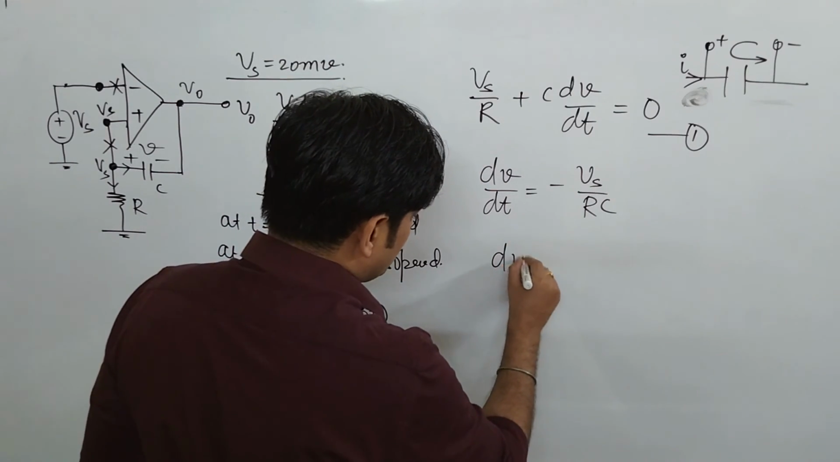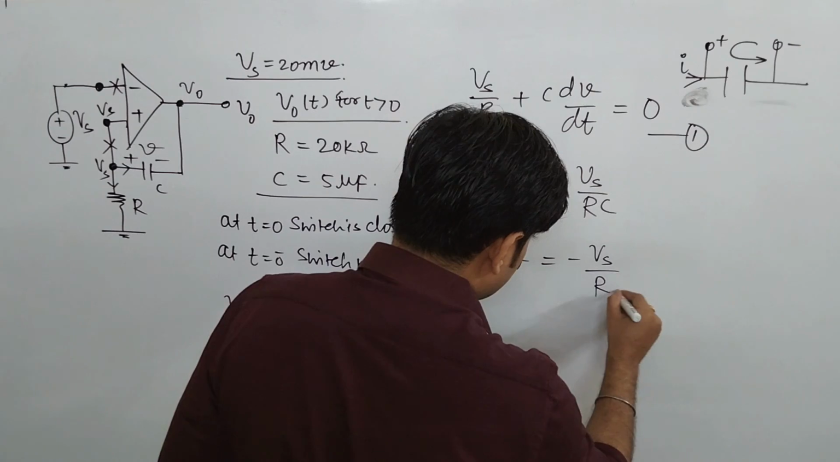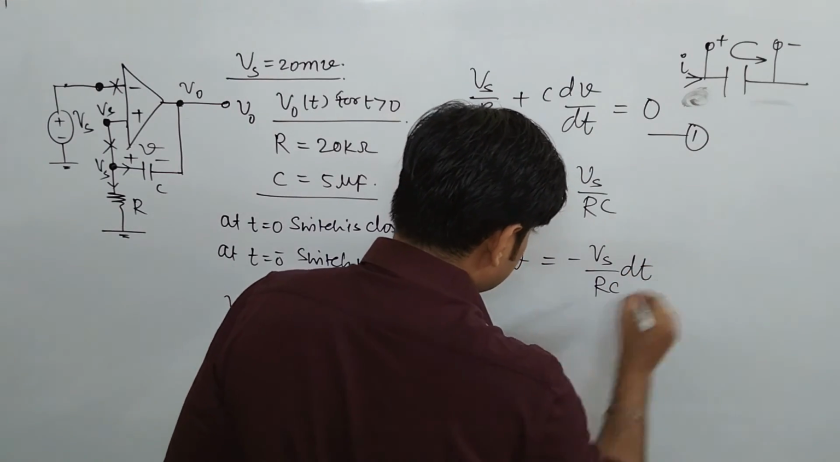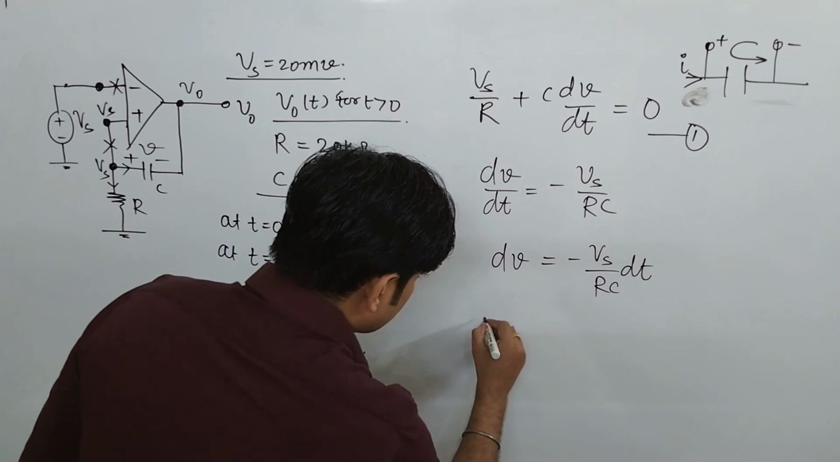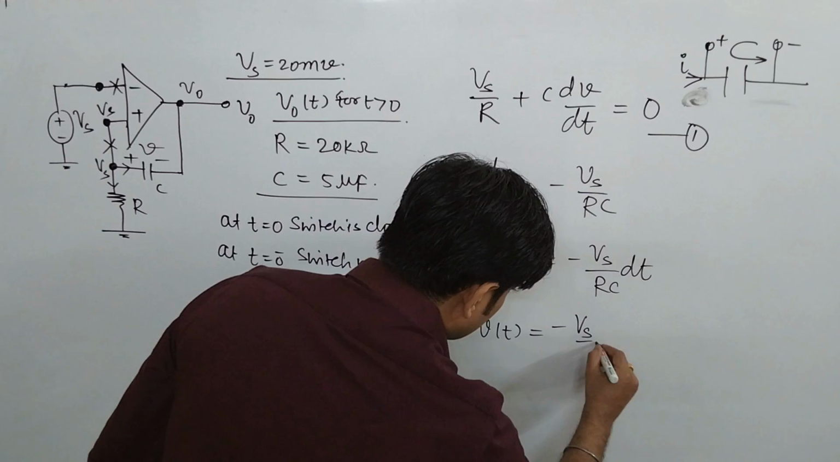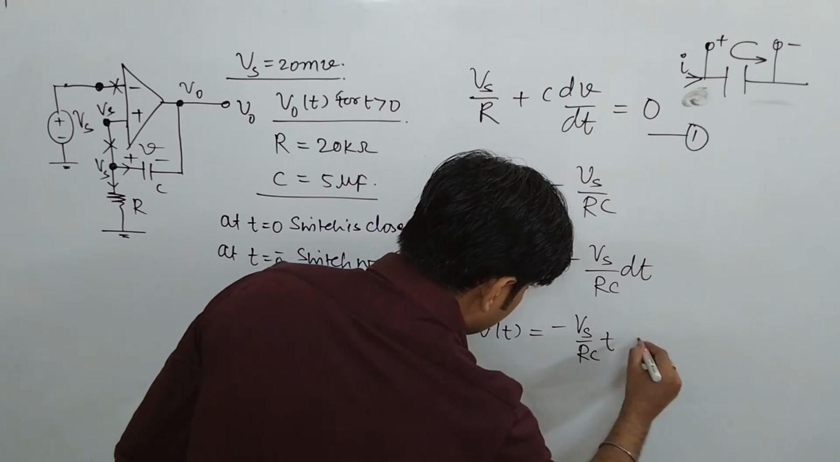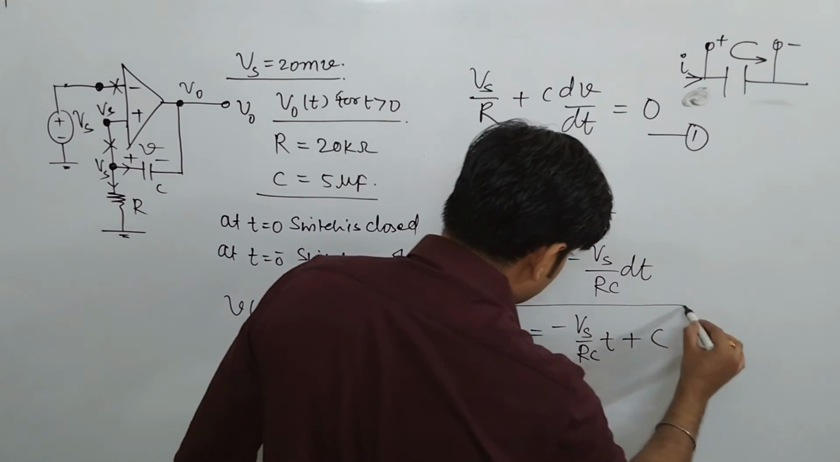So from here, the value of dV by dt comes to be minus of Vs upon Rc, or you can say the value of dV comes to be minus of Vs upon Rc into dt. If I integrate this, that comes to be V(t) is equal to minus of Vs upon Rc into t plus a constant C. Can I write in this manner? Yes.